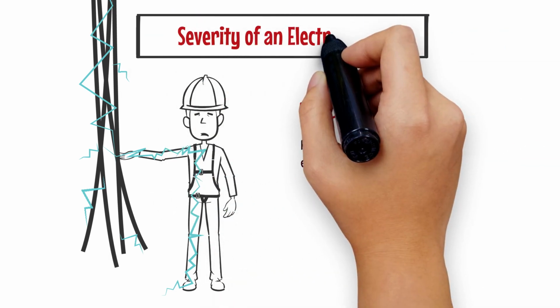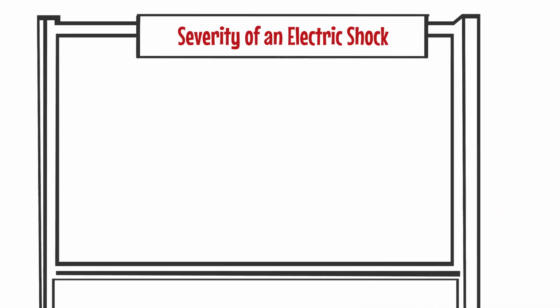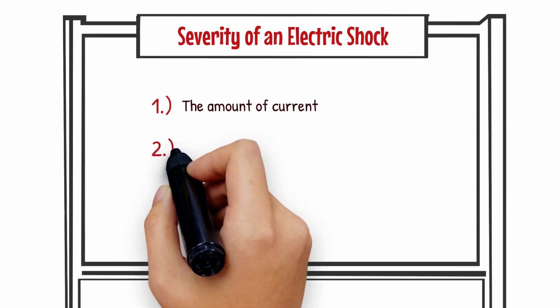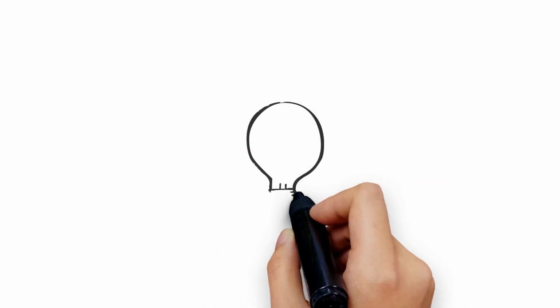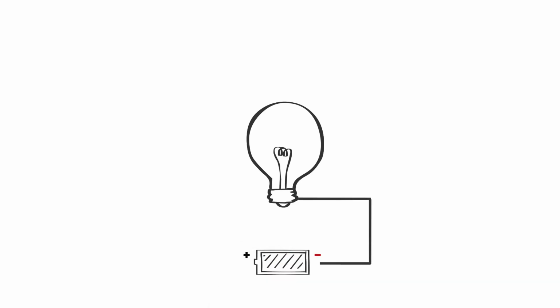The severity of an electric shock depends on three main factors: the amount of current, the duration of the current, and the path the current takes through the body. Electricity needs a complete circuit to flow.